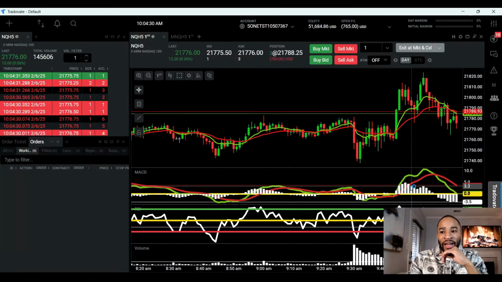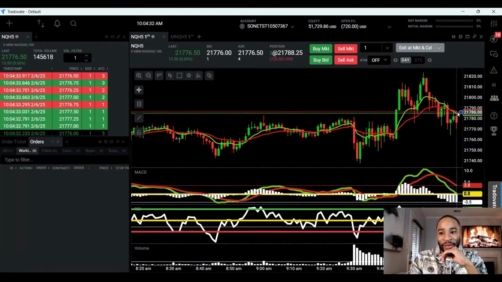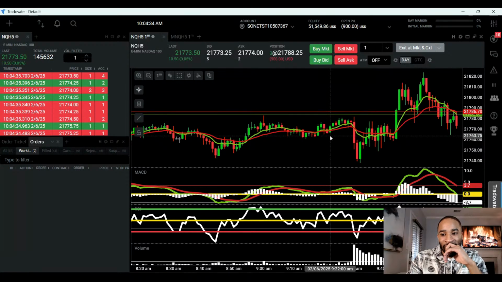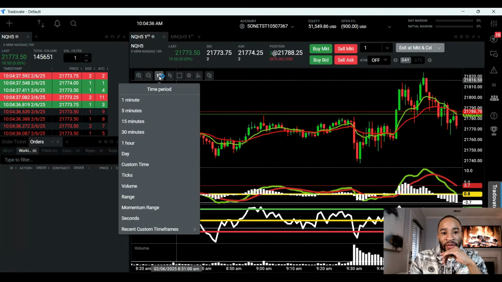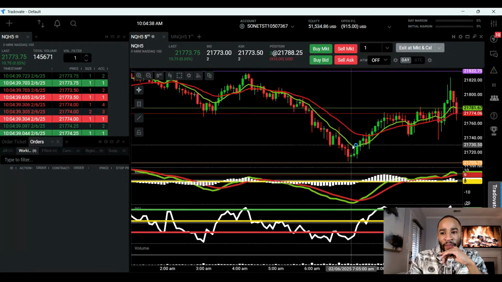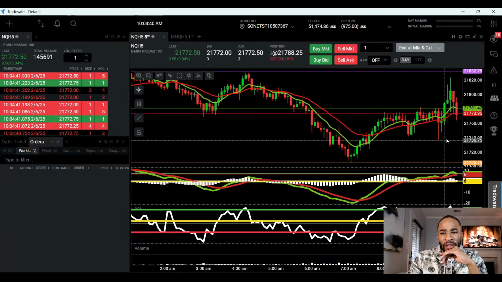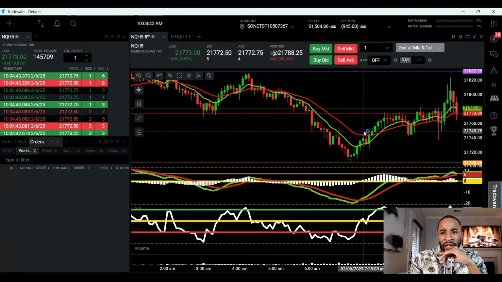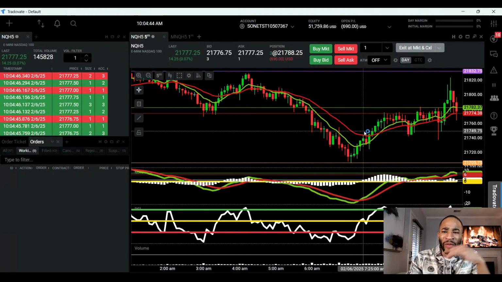Man, I'm thinking about getting out of this thing pretty soon if we trim back up here. It's taking too long for the play to develop. Let me go to the 5 minute time frame. Okay, so we're still holding these EMAs. That's a good sign. We're still holding the EMAs.